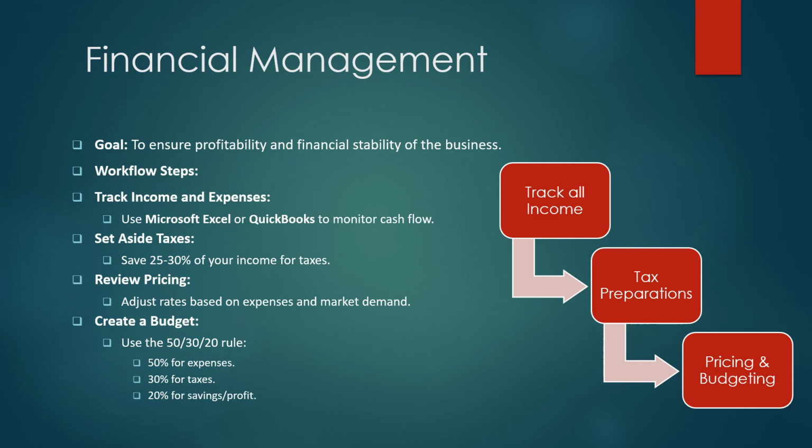And then create a budget. Use the 50-30-20 rule. Although this goes for personal spending, it also applies for business. So 50% goes to expenses and investment, 30% goes for taxes, and 20% goes for profits and savings.